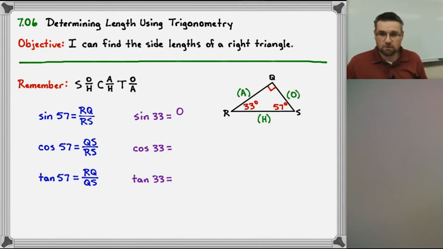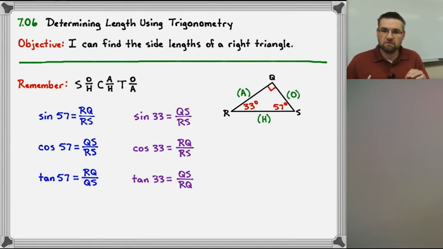So then sine of 33 would then be QS over RS. Cosine of 33 would be RQ over RS. And then tangent of 33 would be QS over RQ. Okay? So just be aware that you have to make sure that you are identifying the angle that you're using and then using the appropriate sides according to that angle, right? If you're using 57 degrees, it's a different set of opposite and adjacents than if you're using the 33 degrees.